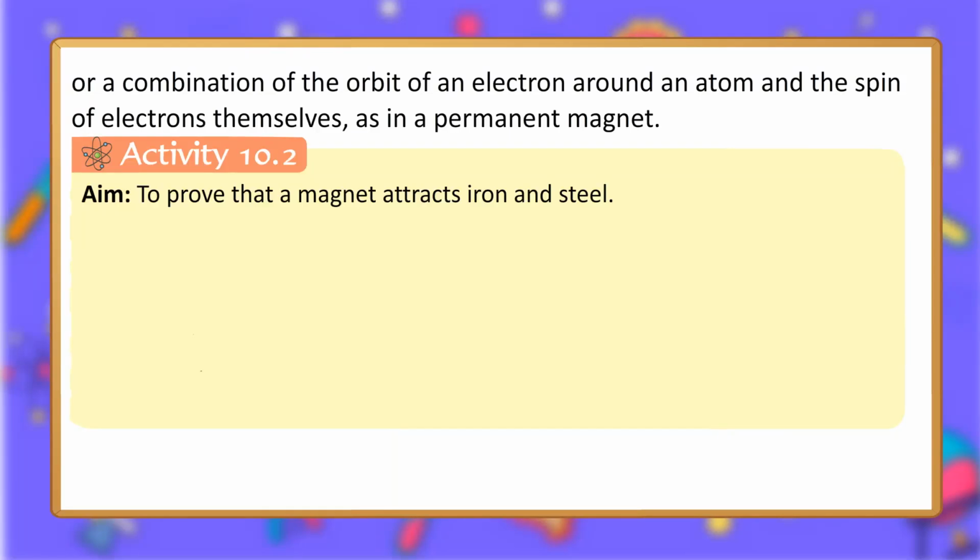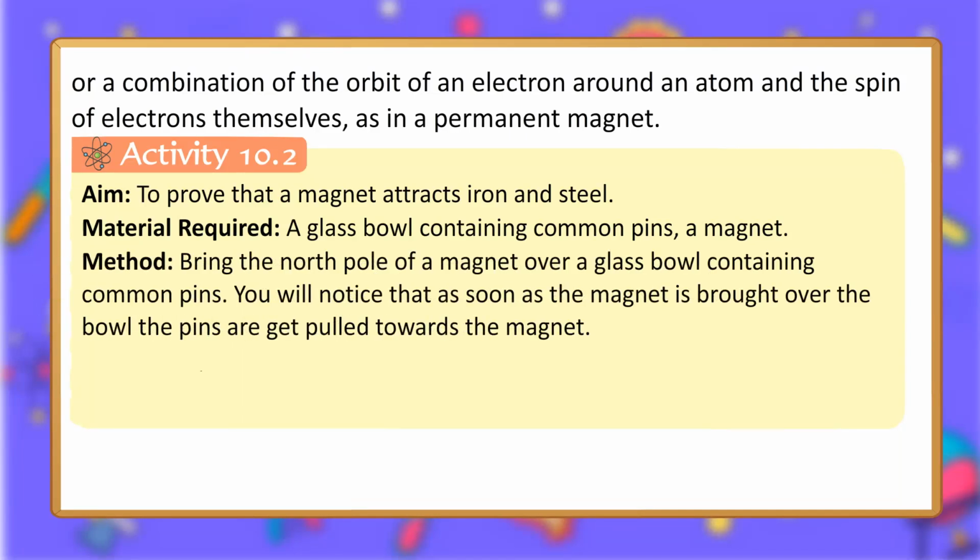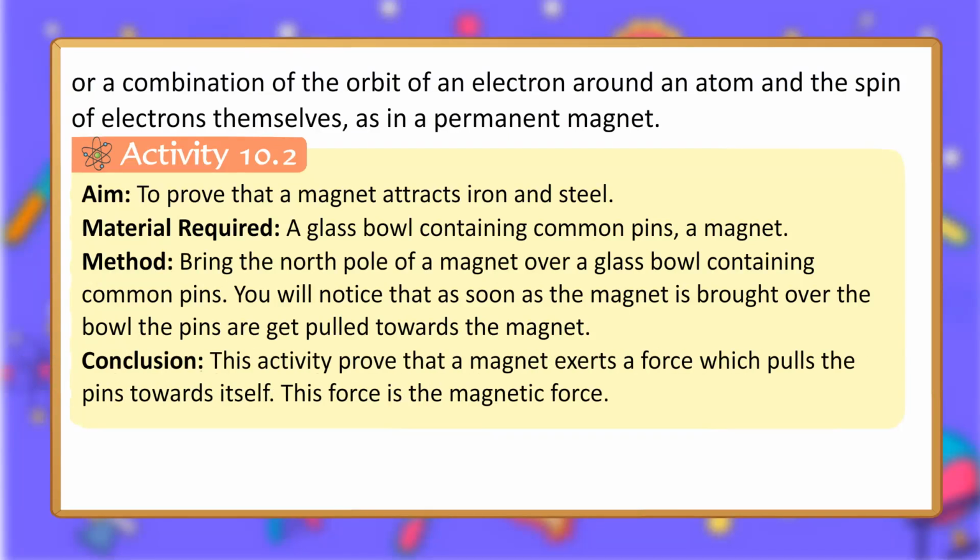Activity 10.2. Aim: to prove that a magnet attracts iron and steel. Material required: a glass bowl containing common pins, a magnet. Method: bring the north pole of a magnet over a glass bowl containing common pins. You will notice that as soon as the magnet is brought over the bowl, the pins get pulled towards the magnet. Conclusion: this activity proved that a magnet exerts a force which pulls the pins towards itself. This force is the magnetic force.